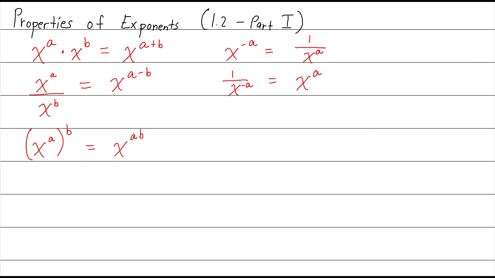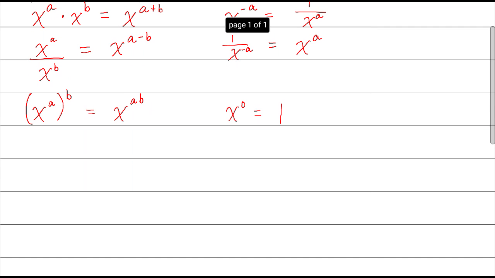You just move it. And then finally, one more I want to mention, and that would be x to the 0 power. Anytime you have anything to the 0 power, it equals 1. These are just ways to simplify expressions, make them a little bit neater and easier to work with. So let's go on to some examples.